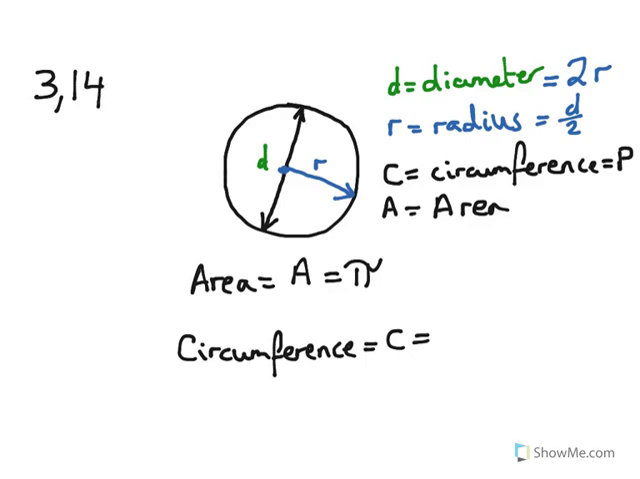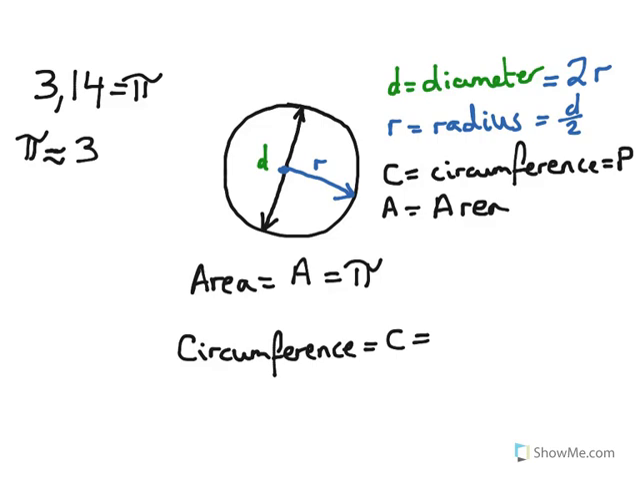3.14 is pi to 2 decimal places. If you've got a question with calculators, you usually use pi as 3.14. But if you don't have a calculator, you can often approximate pi to be about 3.